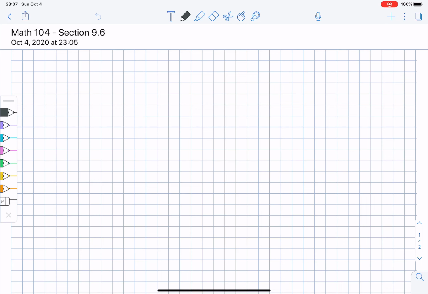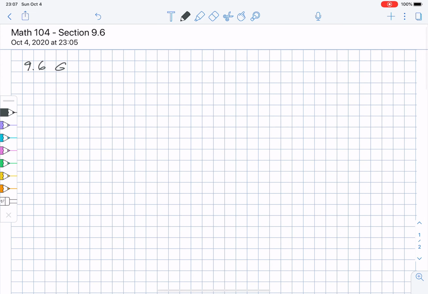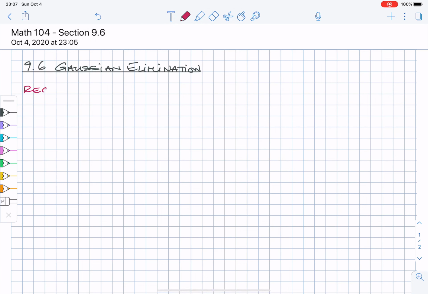Okay, so welcome to section 9.6, which is Gaussian elimination. Okay, so let's recall solving the system by elimination, which was my favorite way.